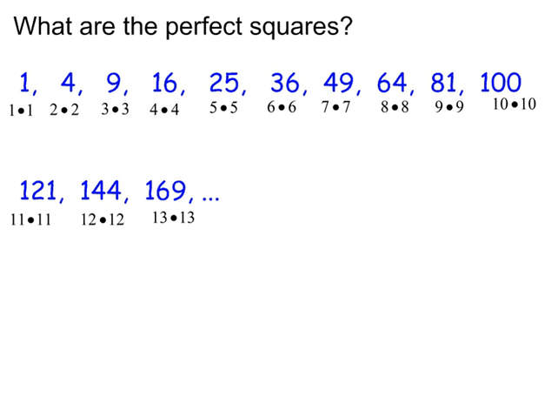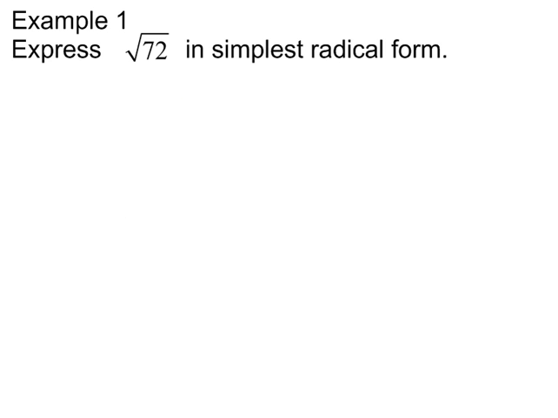Okay, so how do we simplify a radical in index 2? Remember I said earlier, here we know we're in index 2 because there's an invisible 2 there. So it says express radical 72 in simplest radical form. So here's how we do it.